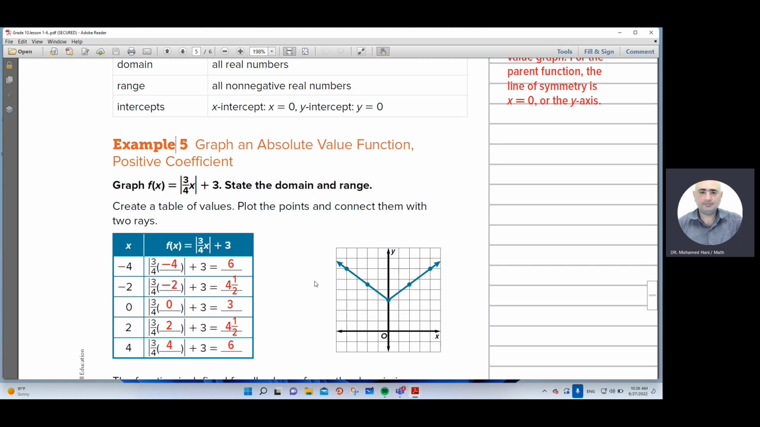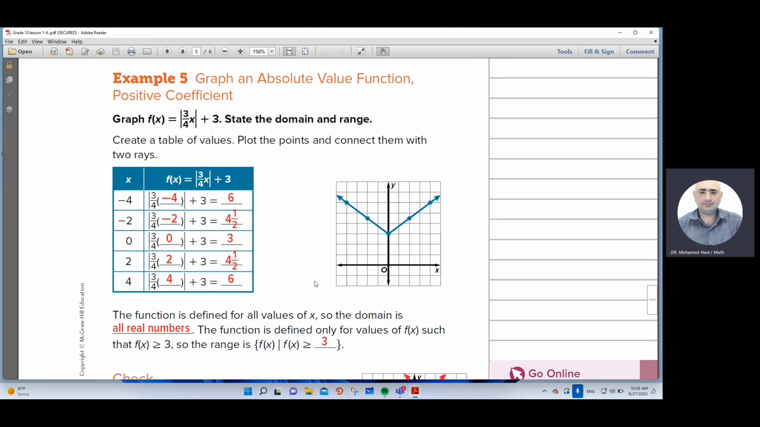Then how to state the domain and the range? How to state? The function is defined for all values of x, because we have all x. Means the domain is all real numbers. Right. How to state the range? The function is defined only for the values such that f(x) is greater than or equal to 3. As you see, the values start from where? From 3 and up. So the range will be f(x) greater than or equal to 3.